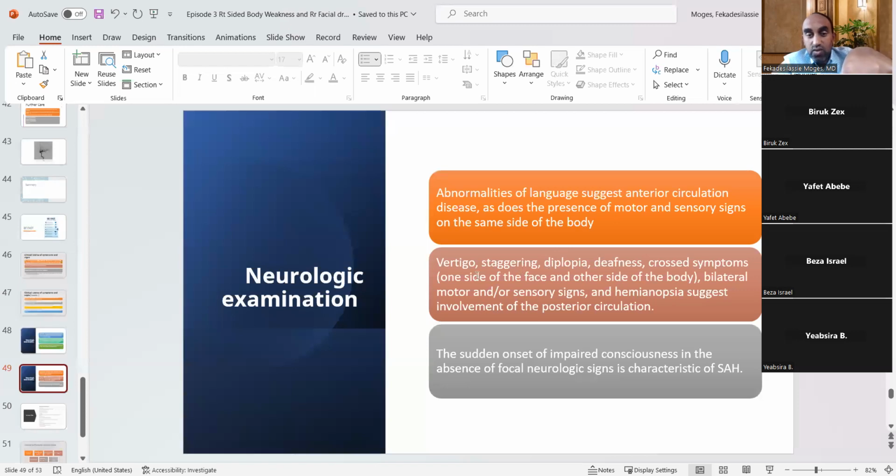Abnormalities of language, vertigo. If you have vertigo, staggering, diplopia, deafness, crossed symptoms, this tells you that the posterior circulation is affected, whereas abnormalities of language might tell you the anterior circulation, like the middle cerebral artery, is affected. Basilar artery, vertebral artery, posterior circulation is affected. Your findings would be vertigo, staggering, diplopia, deafness, crossed symptoms, and loss of coordination. We forgot to mention coordination as part of our physical examination. So you have to check coordination. The shin to knee, the hand to nose kind of coordination examination should be done.